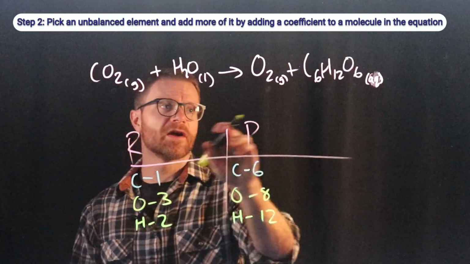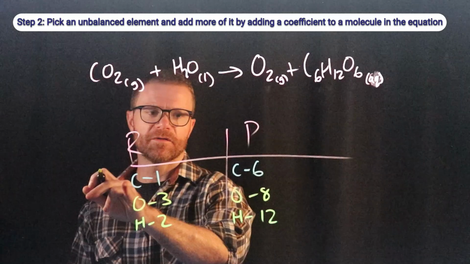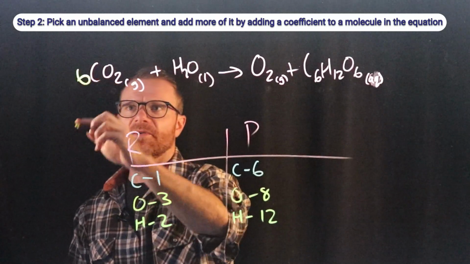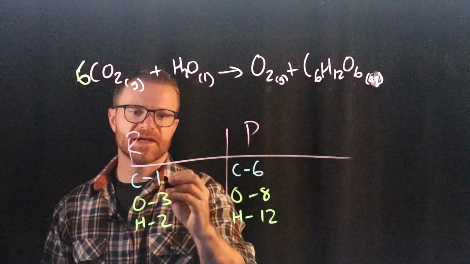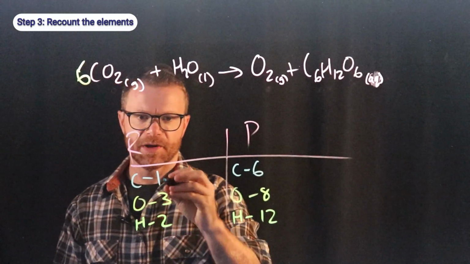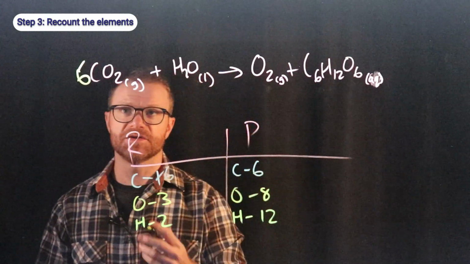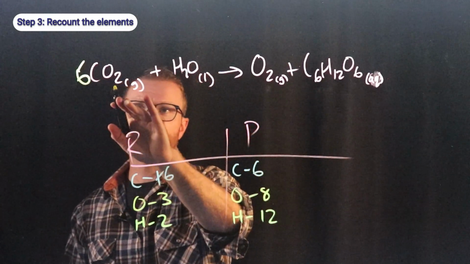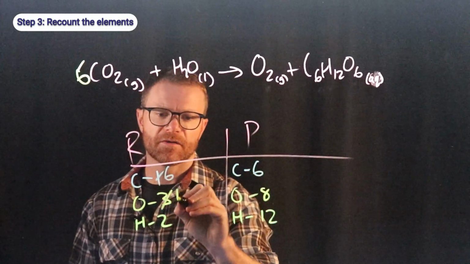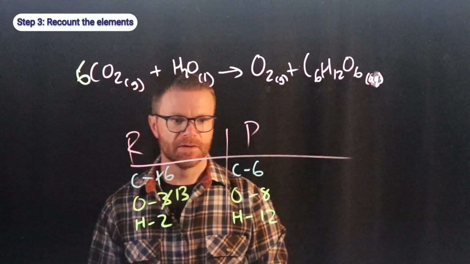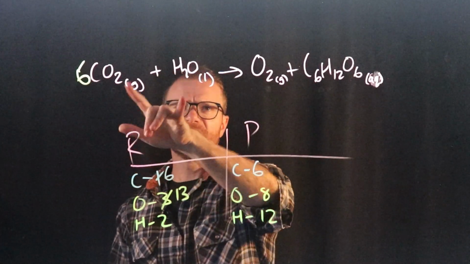So if I have 1 here and 6 here, I'm going to need 6 times 1 for a total of 6 in my reactant. So let's put a 6 coefficient in front of my carbons. Now I have 6 times 1, 6 carbons in my reactants. But I've also upset my oxygens, right? Because now I have 6 times 2, which is 12 oxygens, plus 1 for a total of 13. Okay, let's mess around. Oxygens are going to be a little bit tough.